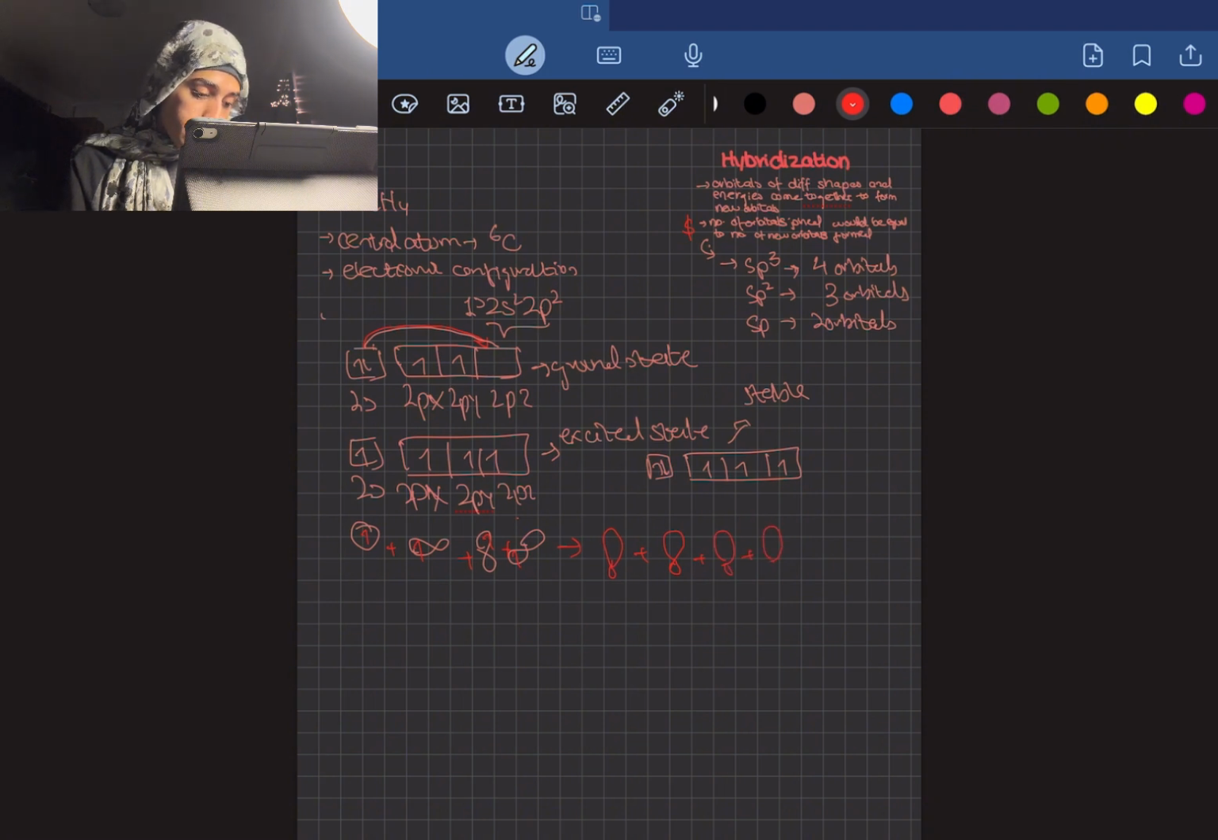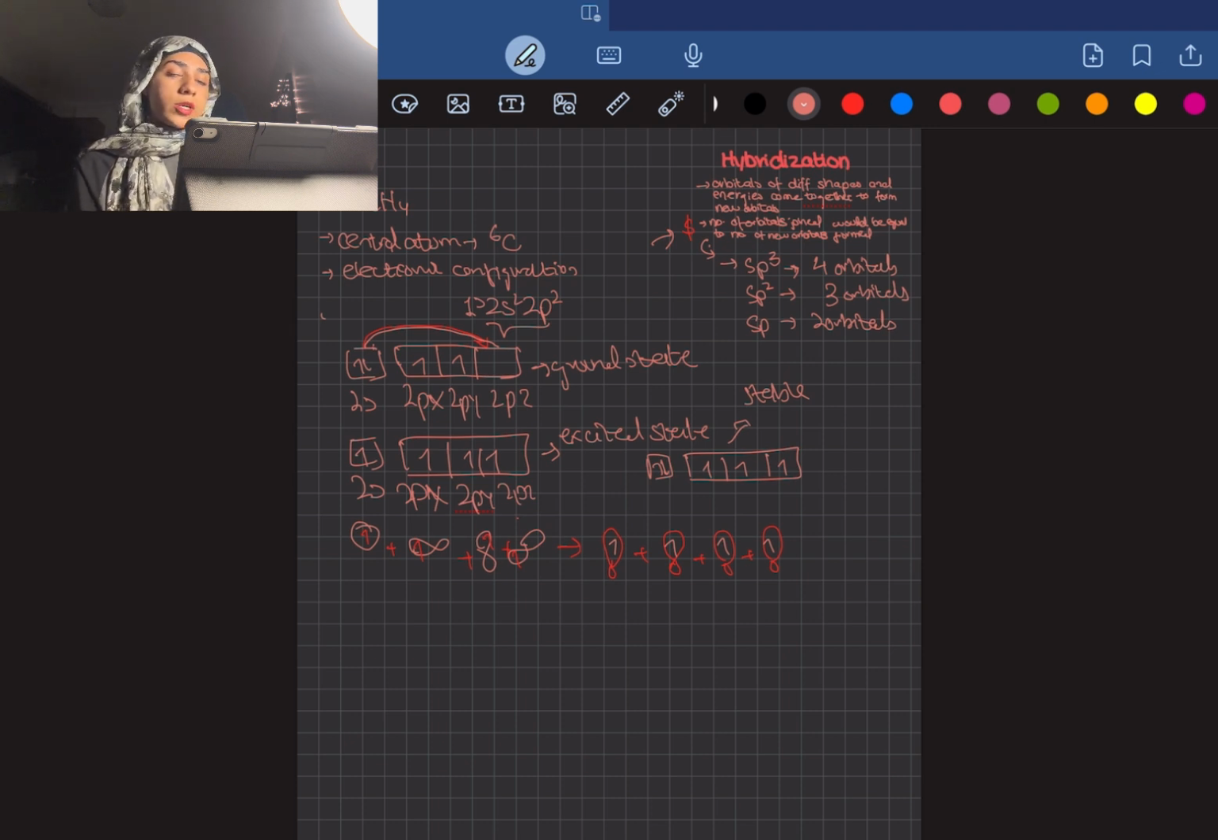It's not dumbbell, just remember that. Don't make it like a dumbbell shape, because that would cut out your marks. So each has one electron. Now how do I know I needed to make 4? Because I'm combining 4 shells, I know that I need to make 4 new shells. That is what this second point says. So if you're combining 4 shells together, you're making 4 new shells.